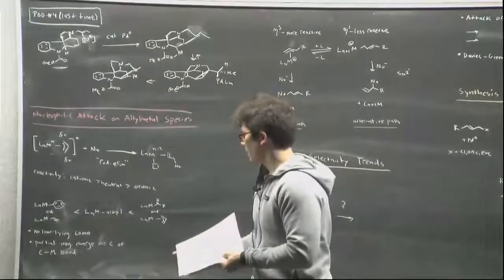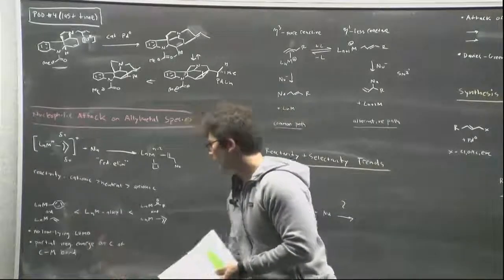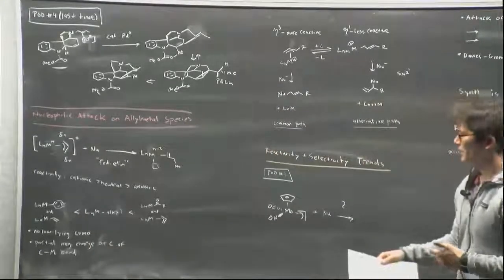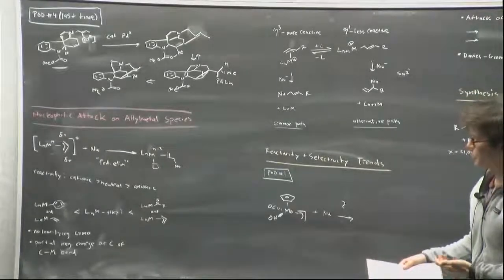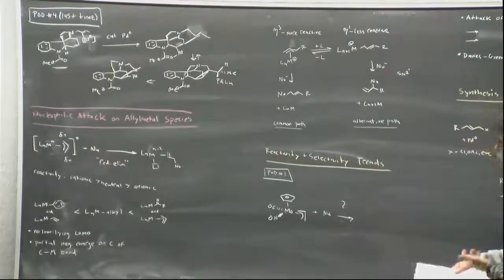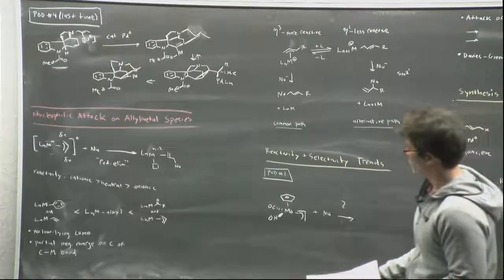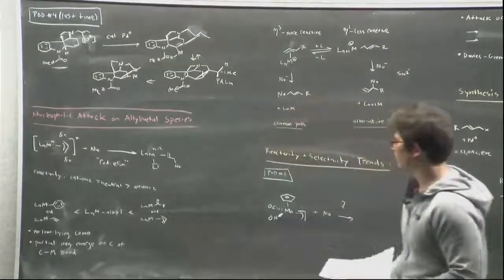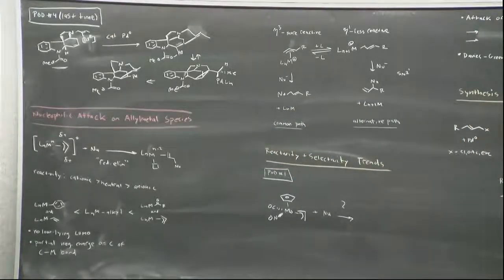And so attack on these fragments is disfavored just due to charge arguments. You'd have a partially negative species attacking another partially negative species. And so allyl fragments, as well as acyl fragments, which we've seen elsewhere in class, are somewhat special in terms of their reactivity.